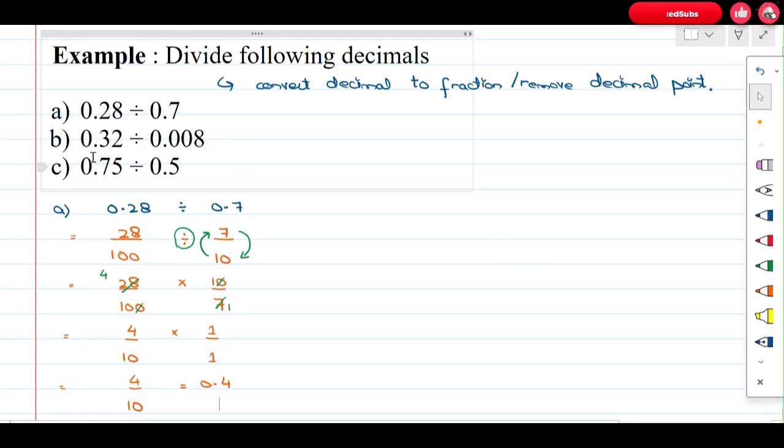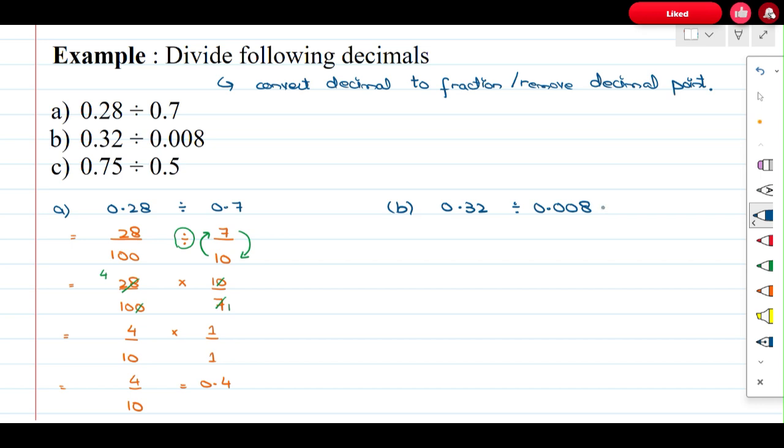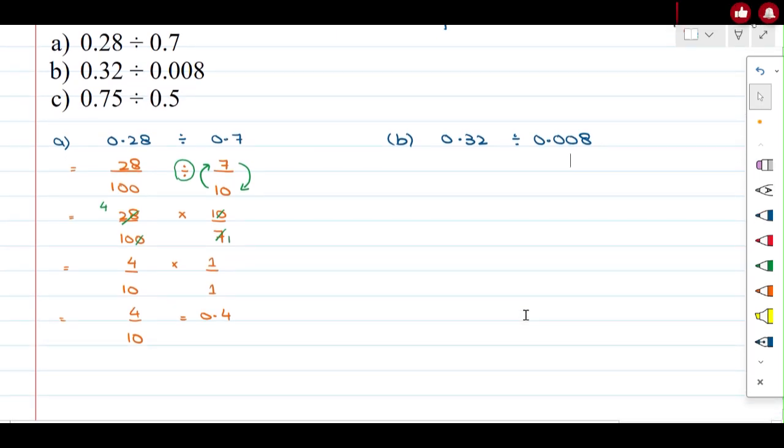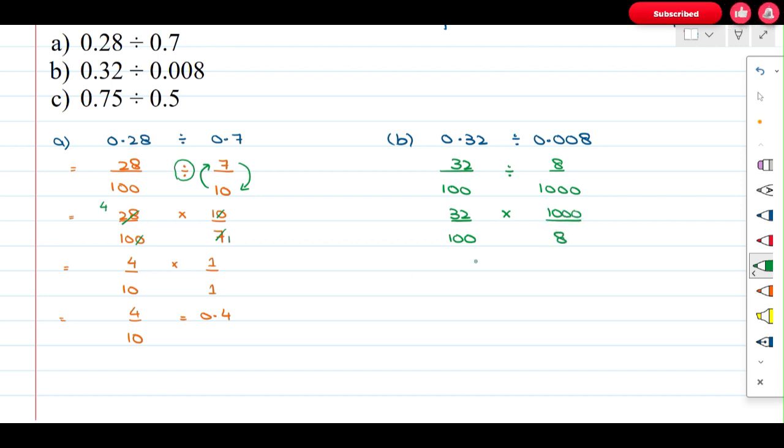Okay, let's do the second example. 0.32 divided by 0.008. Okay, let me do this example over here. 0.32 divided by 0.008. Again, I'm going to convert my decimal to a fraction. How do I do this? This is 32, two digits of the decimal, so divide by 100, and this is 8 over 1000, three digits, because 1000 has three zeros, right? In the next step, the first fraction stays the same, the division sign turns to multiplication, and the reciprocal of the second fraction, 1000 over 8, right?